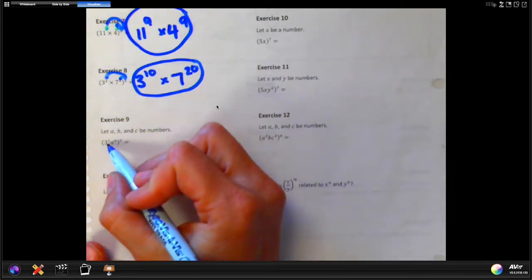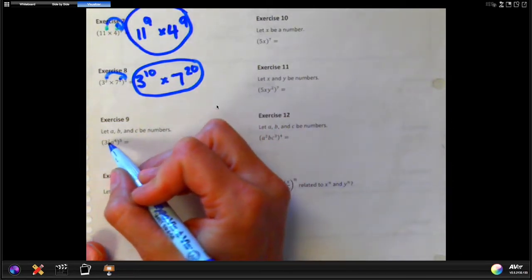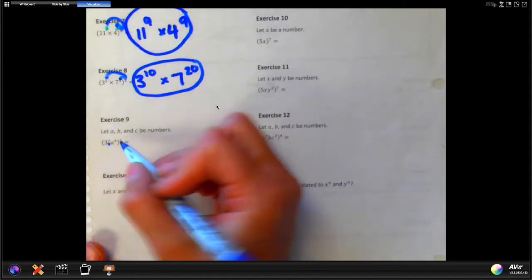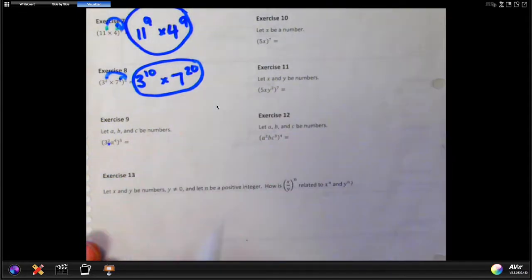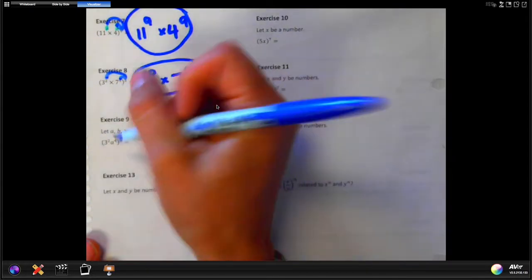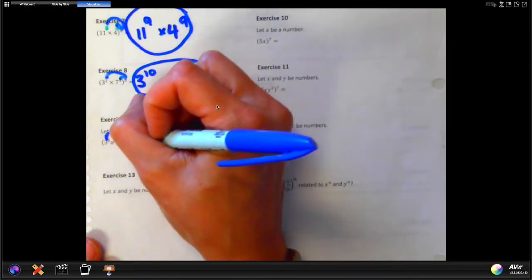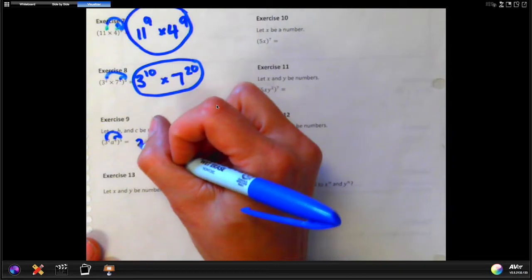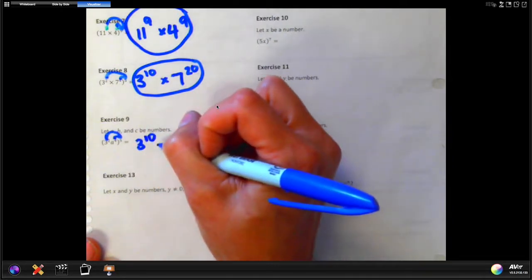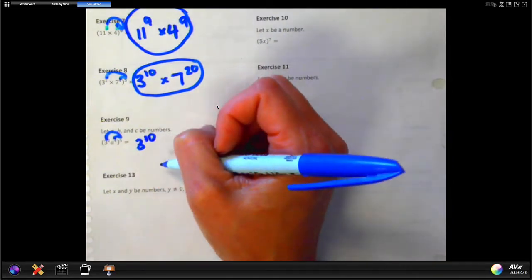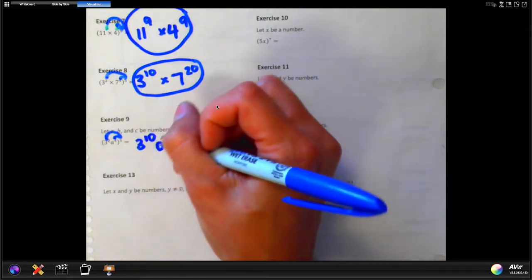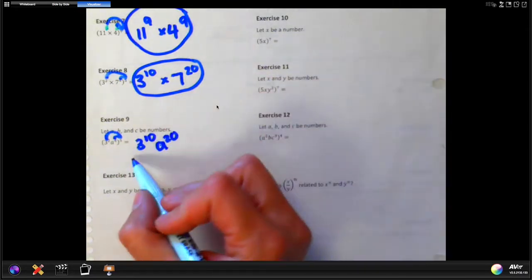This is really 3 squared times, and I'm going to write a little tiny dot there, a to the 5th power. Now, I'm going to take that out. You're going to do it the same way. You're going to distribute the 5 to the 2 and the 4. So you're really going to get 3 to the 10th times, and you don't even have to write the times sign in math. You can just write a to the 20th, and it's the same deal.